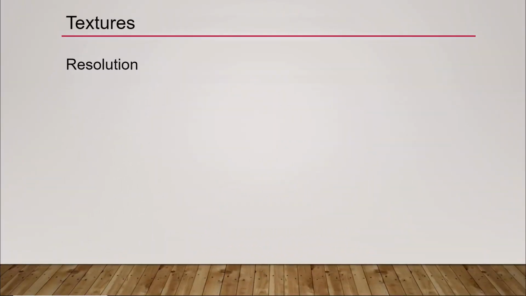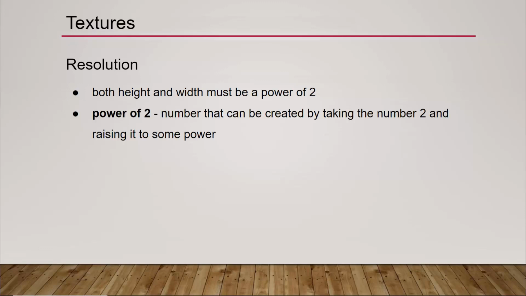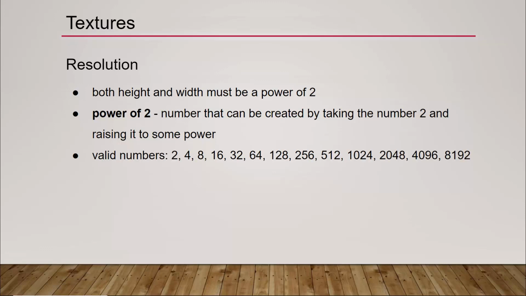Alright, so now I'm going to close out the lecture by quickly talking about the resolution and file types of the images you use for your textures. So first, the dimensions of a texture image, meaning its height and width. Both of these values must be a power of 2. A power of 2 means a number that can be created by taking the number 2 and raising it to some power. So, for example, all of the following numbers are valid.